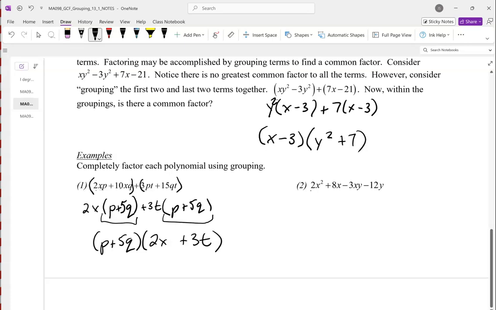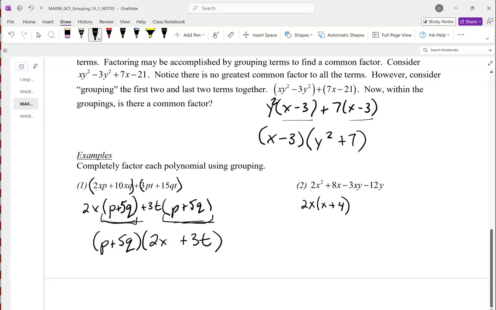Out of the first 2, what can you pull out? A 2 and an X. You pull out the 2X, what are you left with? X plus 4, right? Now, out of the first 2 examples, notice here we had an X minus 3 in both terms. Here we had a P plus 5Q in both terms. What do you think you probably want to see in the second piece? X plus 4, right? Okay.